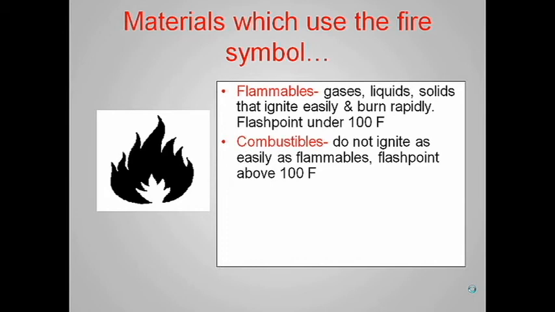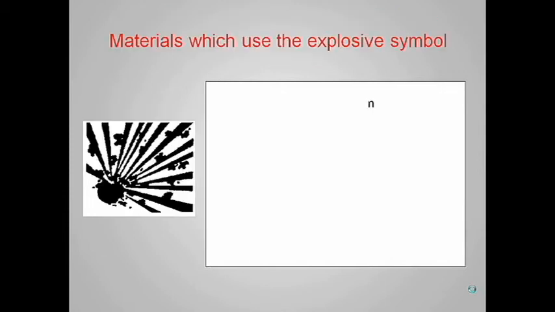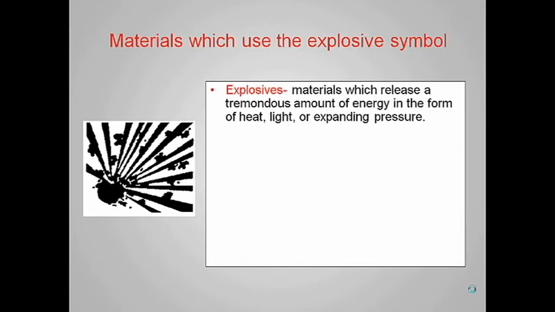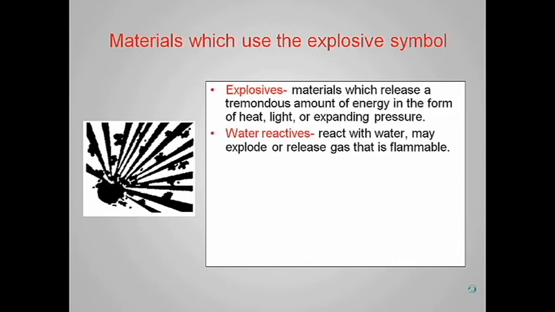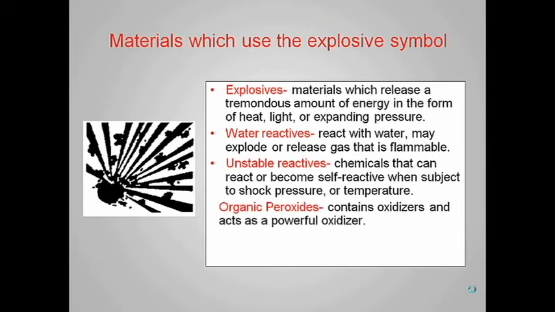Then you've got your pyrophoric, spontaneous combustion. Materials burst into flame on their own. The explosive symbol is materials which release a tremendous amount of energy in the form of heat, light, or expanding pressure. Water reactives react with water, may explode or release gas that is flammable. Unstable reactives, chemicals that can react or become self-reactive when subject to shock, pressure, or temperature. Organic peroxides contain oxidizers and act as a powerful oxidizer, which takes us to the flaming O.